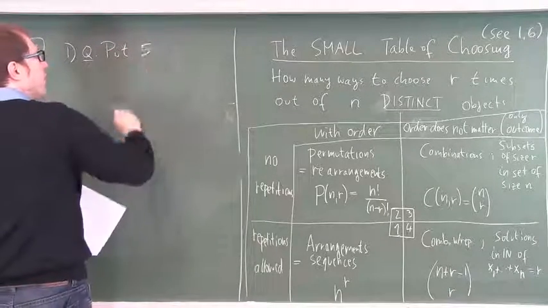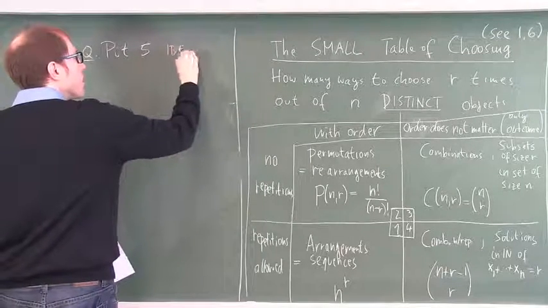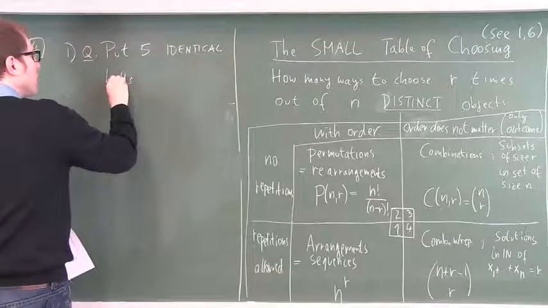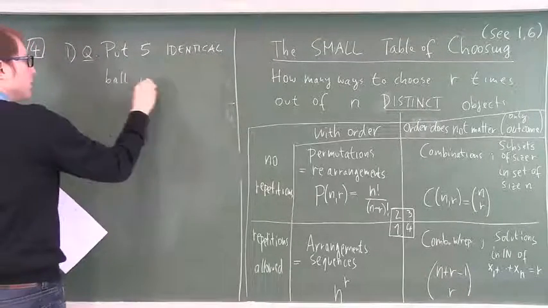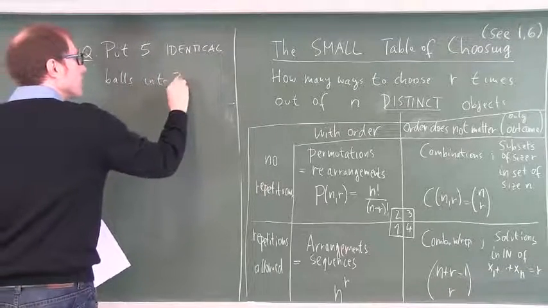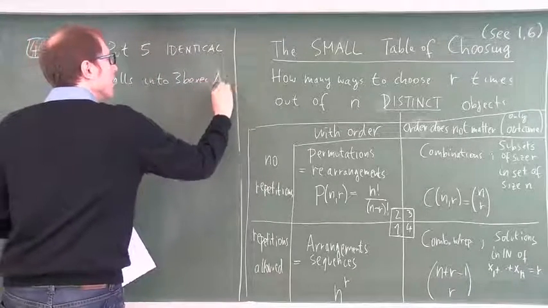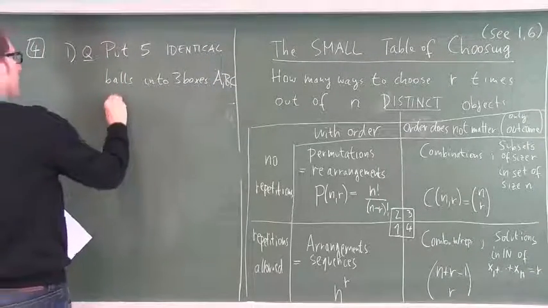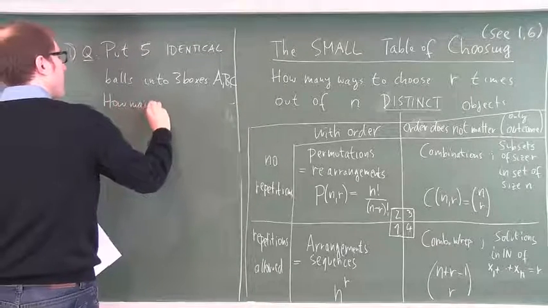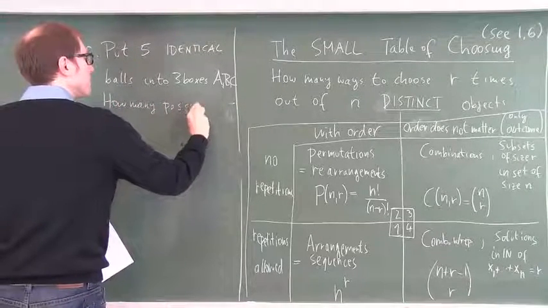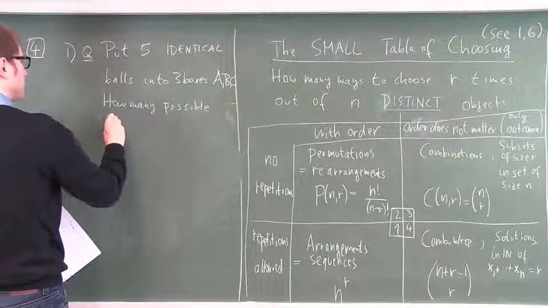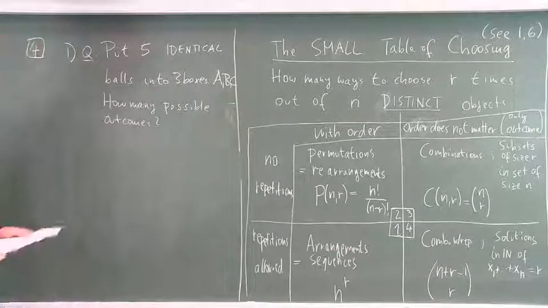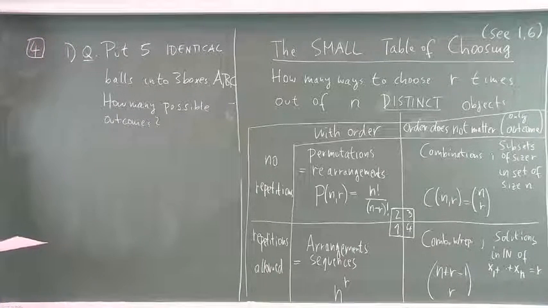Put 5 identical balls into 3 labeled boxes, namely A, B, and C. How many possible outcomes? Okay, again, think a little bit about it.